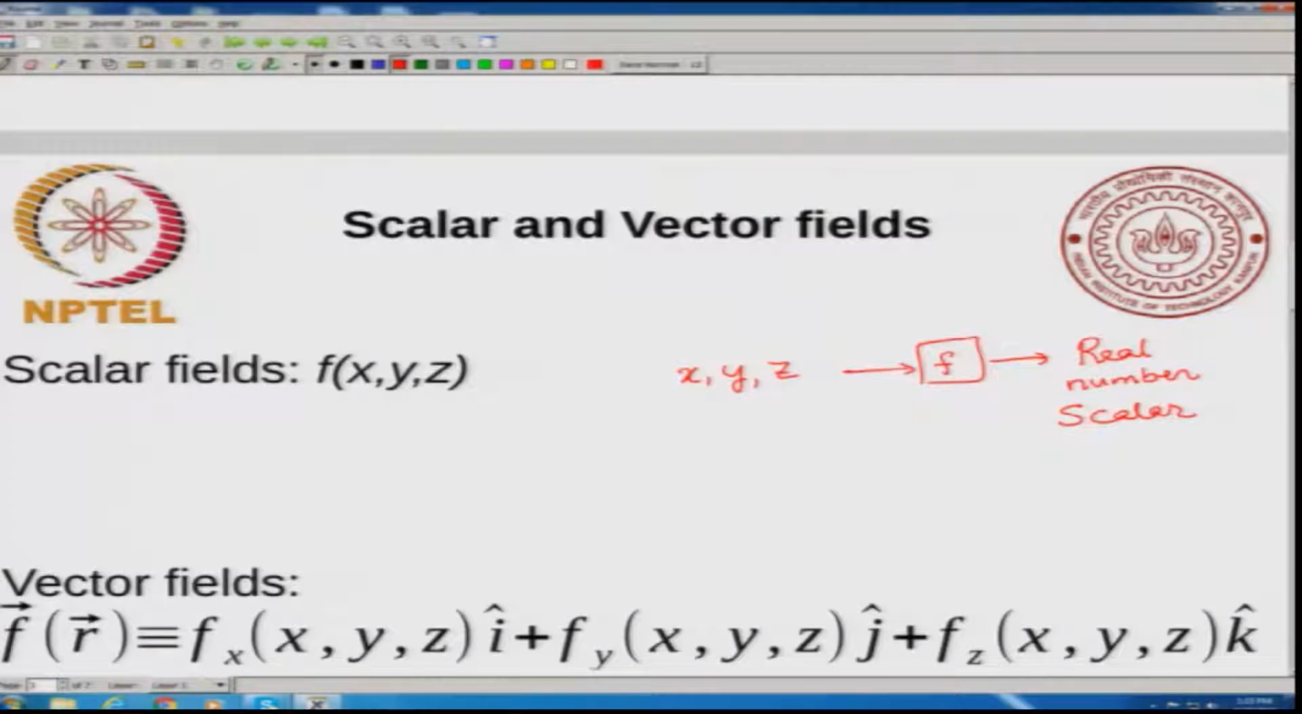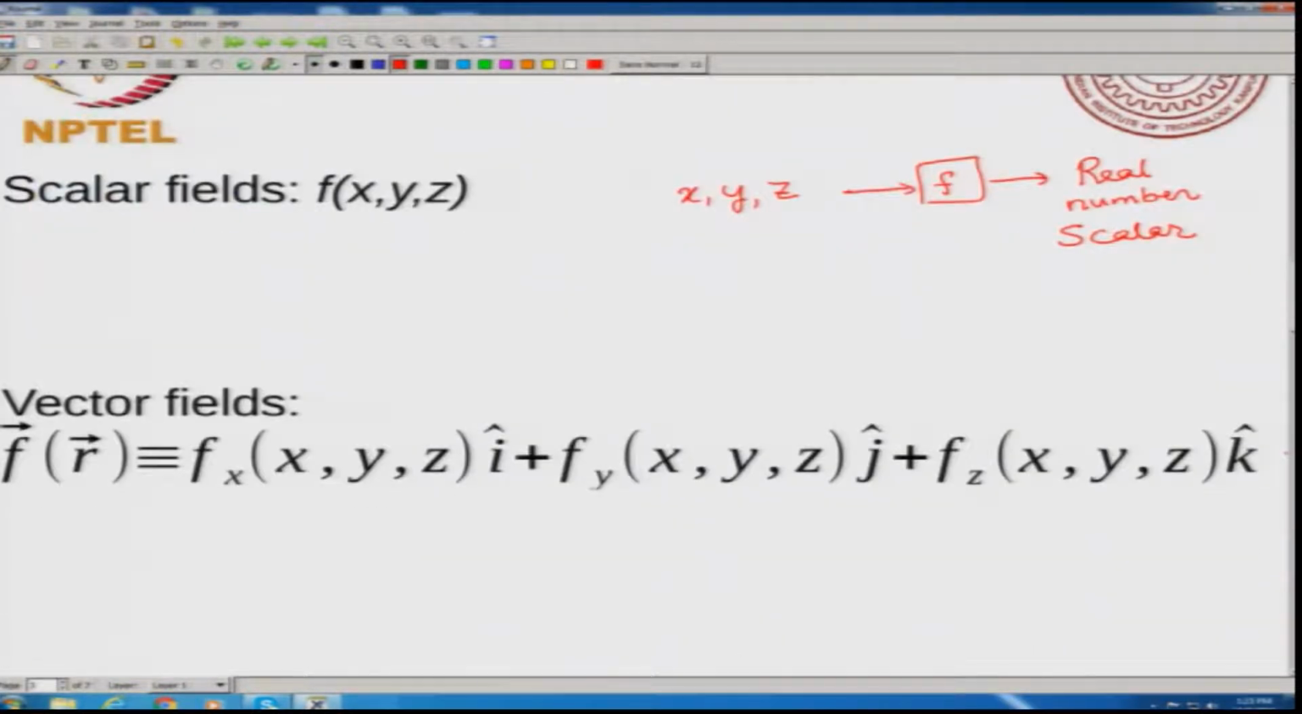In vector fields, for any x y z, the function that you get is itself a vector. So, f itself is a vector. So, f has 3 components. It has the x component, which is again a function of x y z, it has the y component, which is also a function of x y z, and it has a z component, which is also a function of x y z. Okay. So, equivalently I can write this as f x, f y, f z, and I keep in mind that each of the components themselves are functions of x y z.